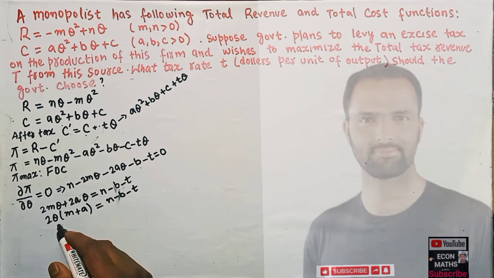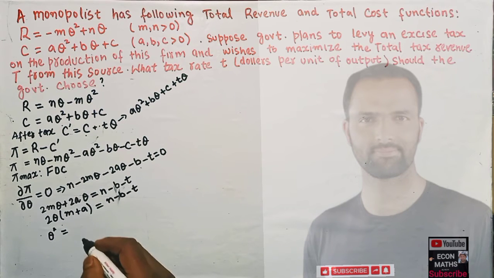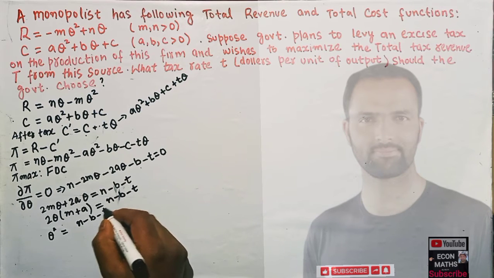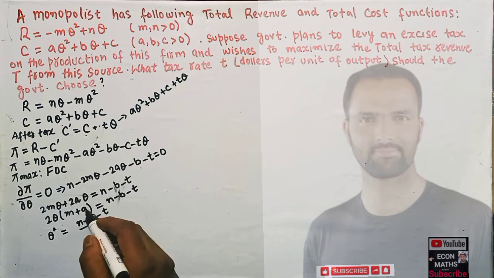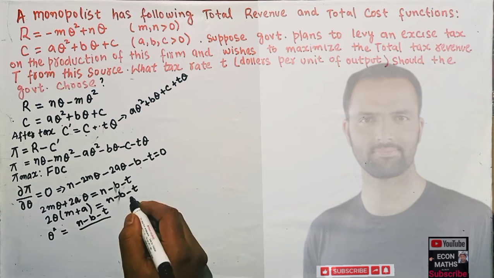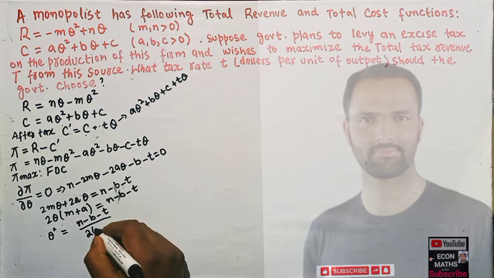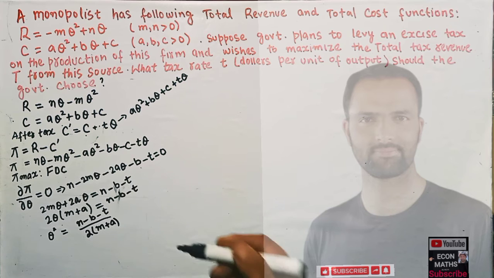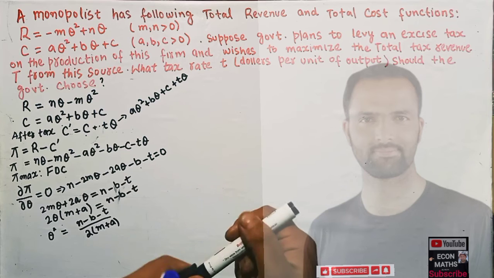Now we can write q star, that is the equilibrium profit maximizing quantity, will be equal to n minus b minus t. We transpose this 2 times (m plus a) to the RHS, and it gets divided, so we are left with 2m plus a. This is our profit maximizing level of output after the imposition of tax. This is the first order condition.